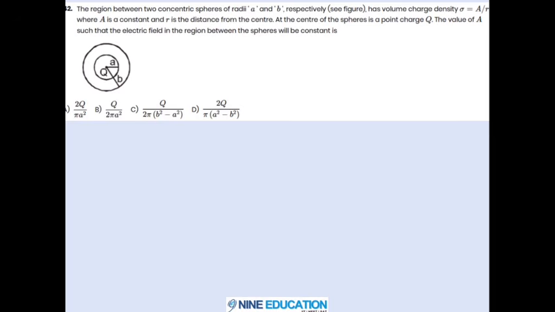The region between two concentric spheres of radii A and B respectively has volume charge density sigma that is equal to A by R, where A is a constant, R is the distance from the center. At the center of the sphere is a point charge Q, which is here. Find the value of A such that electric field in the region between the spheres will be constant. Okay, so let us quickly draw this diagram.